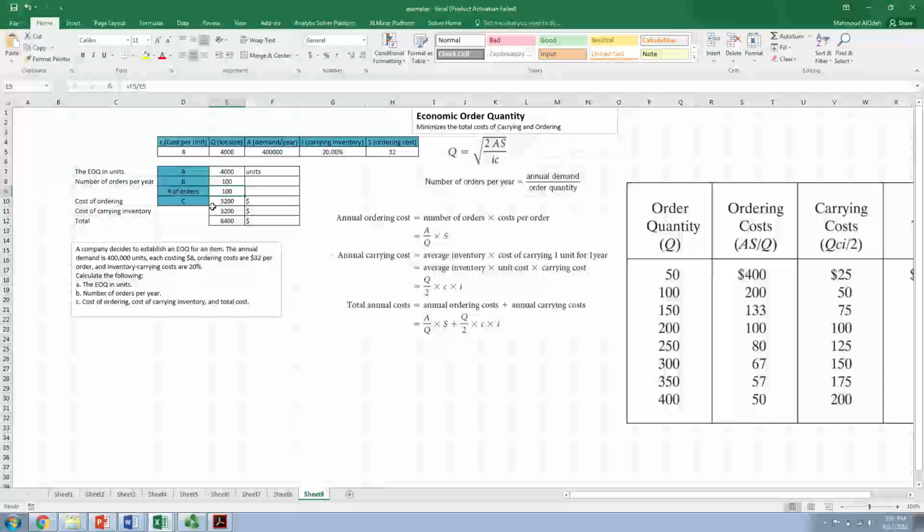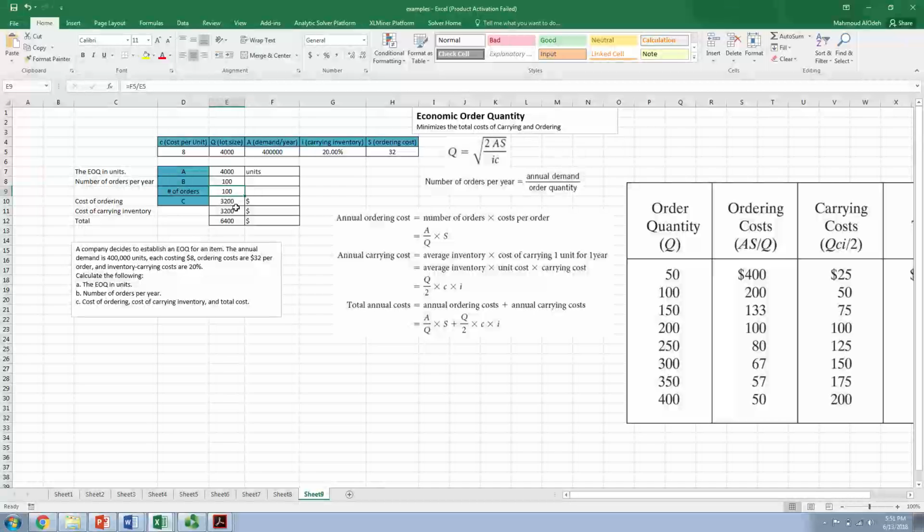Part C, the ordering cost. As you see here, it is the number of orders times the cost per order. We have 100 orders every year, and each order will cost us $32. That would be $3,200.